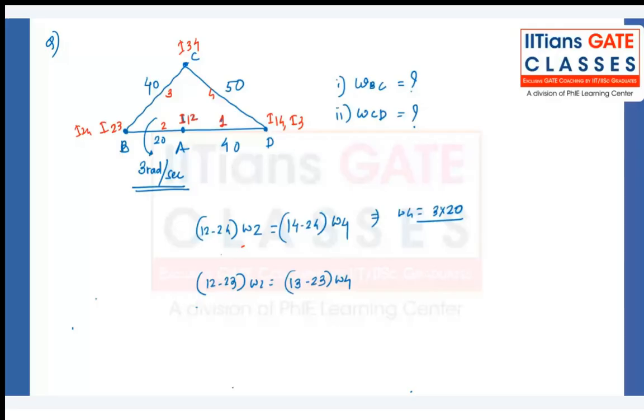And omega 3, sorry, here. Omega 3 is 1 2 to 1 2 to 2 3. That is again 20. 3 into 20 and again 60. Divided with 1 radian per second.